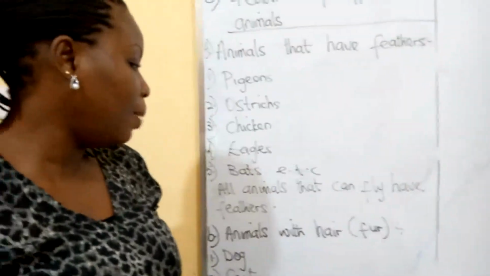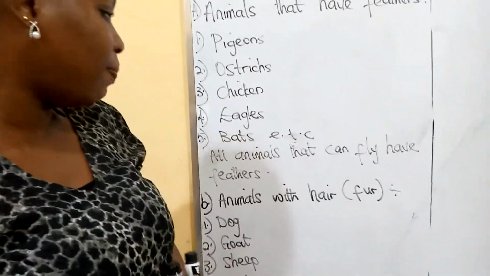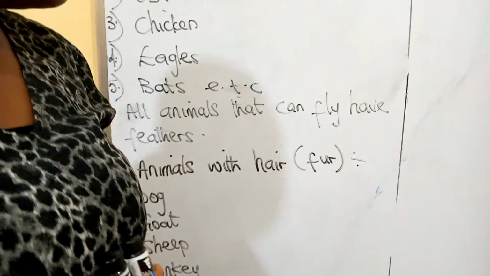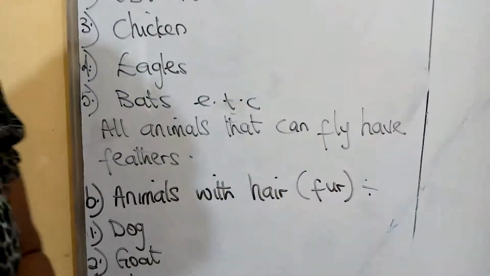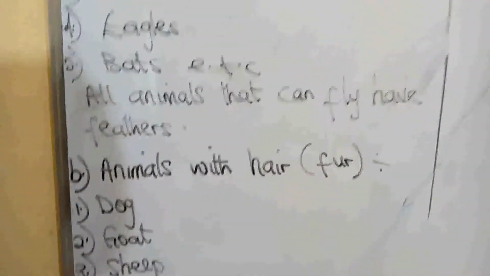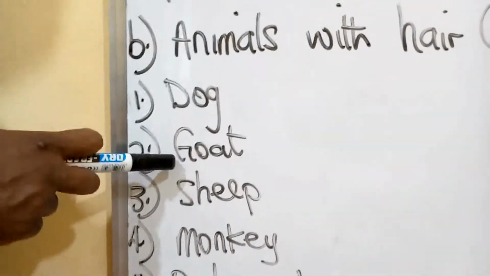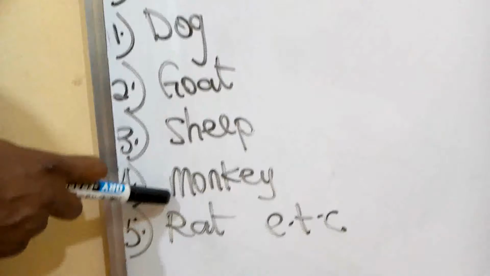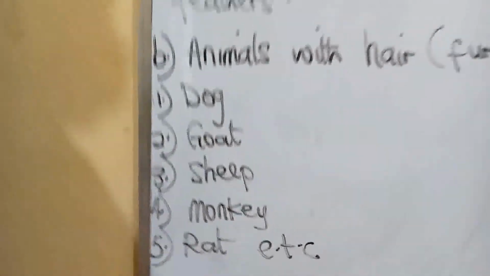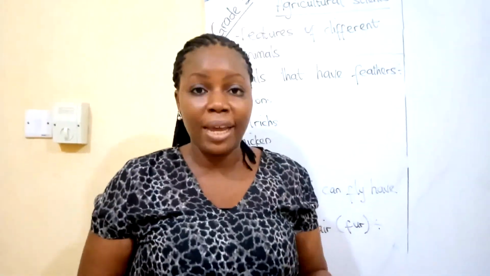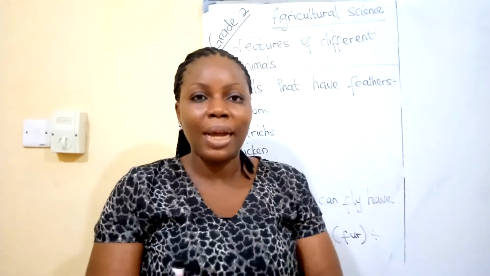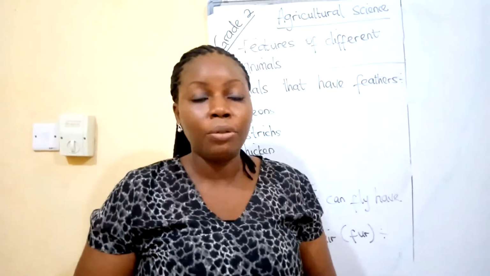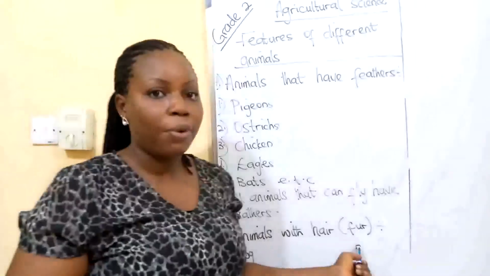I told you that animals can be classified according to their hair, which is also known as fur. Examples of such animals are dog, goat, sheep, monkey, rat, gorilla. There are so many of them. We have the rabbit, the horse, the lion, the tiger. There are so many animals that have hair or fur on their body.